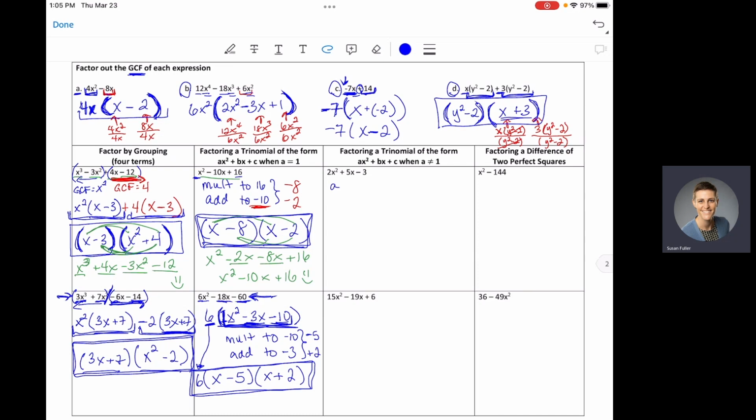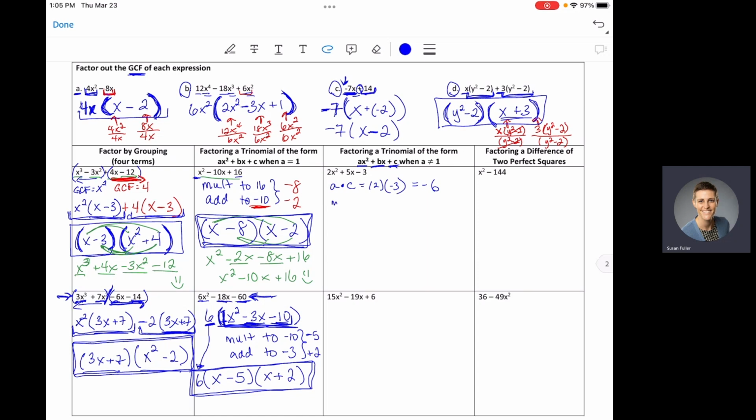The first thing I'm going to do is take a times c. And again, the a and the c comes from ax squared plus bx plus c. So a is the number in front of my x squared, and c is the number by itself. So a here is 2, and I'm going to multiply that by my c value, which is negative 3. Take the signs with it. So my a times c value is negative 6.